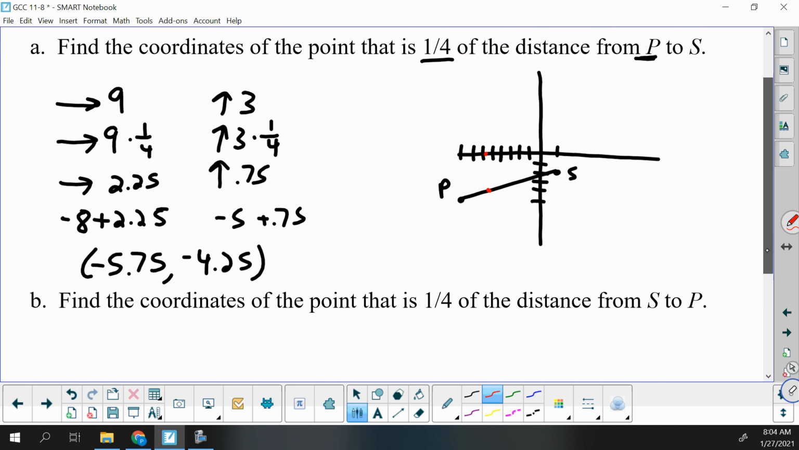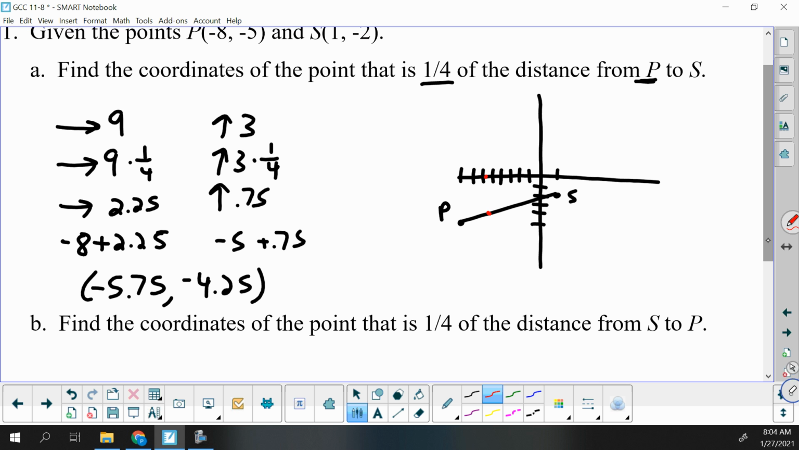So using the same points, we want to find the point that is 1/4 of the distance from S to P. So now we're still doing a fourth, but we're going to start from S. So if we're starting from S, our movements are reversed. We're going left 9, and we're going down 3. And just so we don't have to keep scrolling up, I'm going to write down here that S was 1, -2.